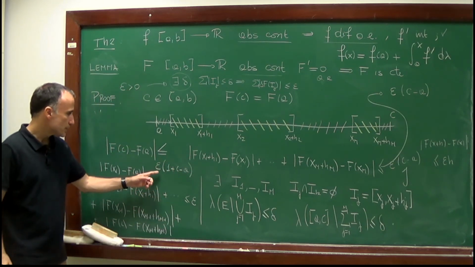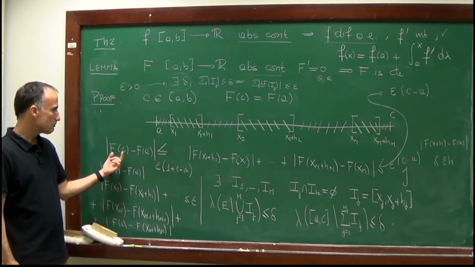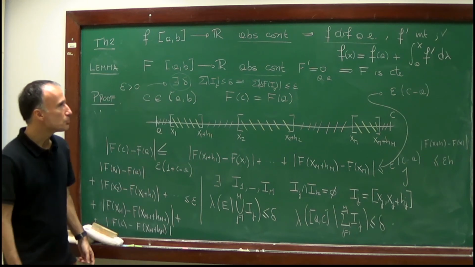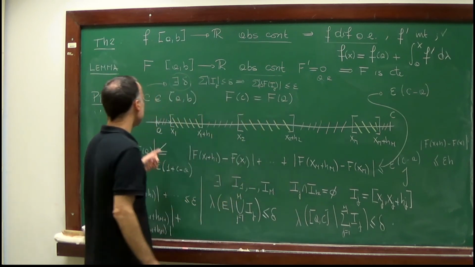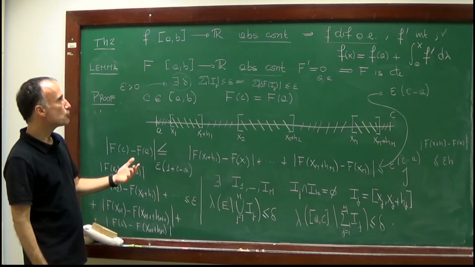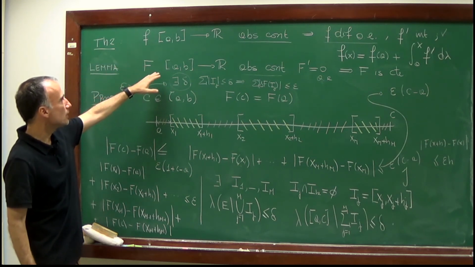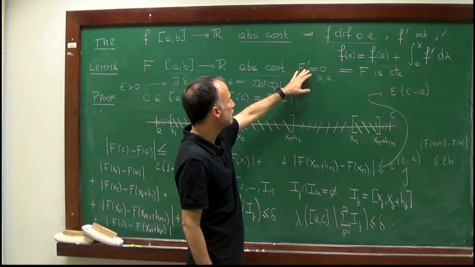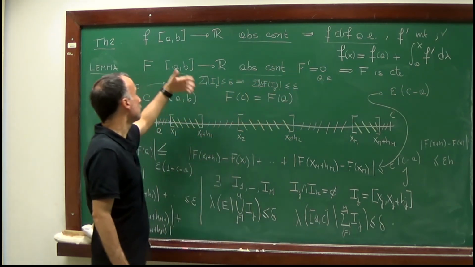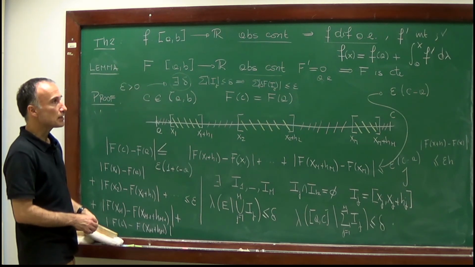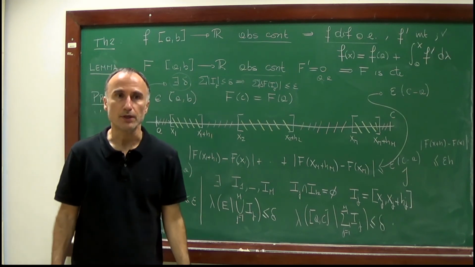And since epsilon is arbitrary, we can send epsilon to 0 to conclude that f(c) has to be equal to f(a), which means that f is constant, because c was any point in the interval ab. So this proves the lemma. The lemma states that any absolutely continuous function whose derivative is equal to 0 almost everywhere is constant. And with that, we complete the proof of the second main theorem of this lecture. And this completes this lecture.